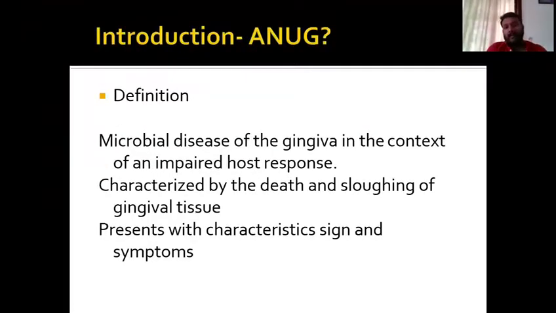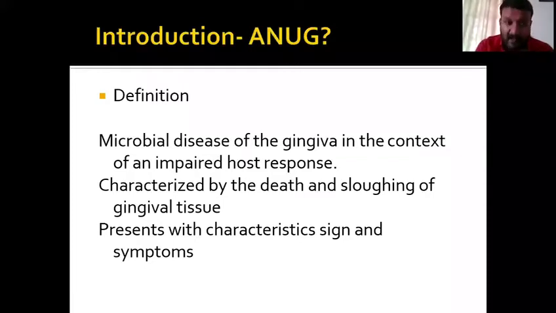Definition of ANUG. What is ANUG? ANUG is a microbial disease of gingiva in the context of an impaired host response. So because of that, there will be an increase in the microbial load. This will be characterized by death and sloughing of gingival tissue. The tissue will get necrotized, tissue will get sloughed. Mainly it will affect only the gingiva.